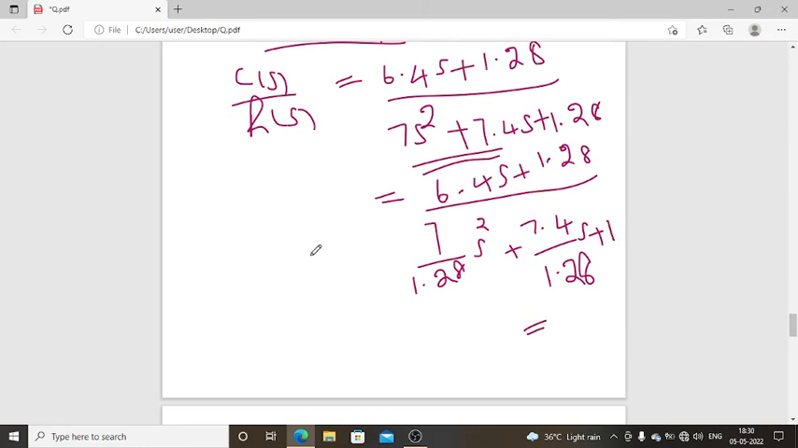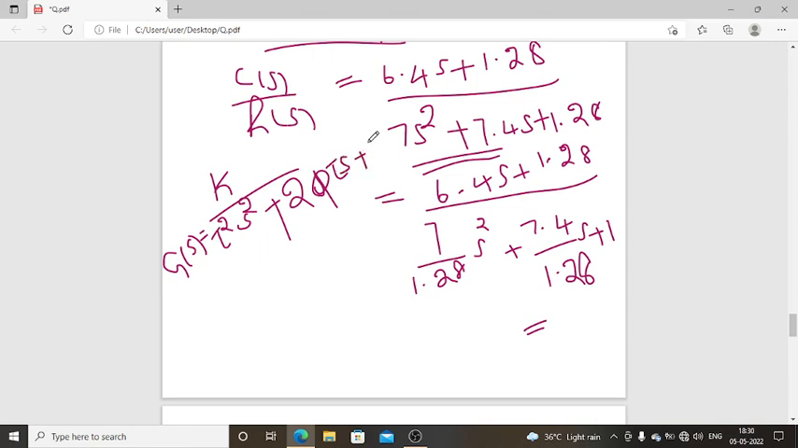What is this second order control system? This is the transfer function for a second order control system: G of S is equal to K divided by tau squared S squared plus 2 pi tau S plus 1. Okay, so this is the general expression. You compare the general expression and our equation.